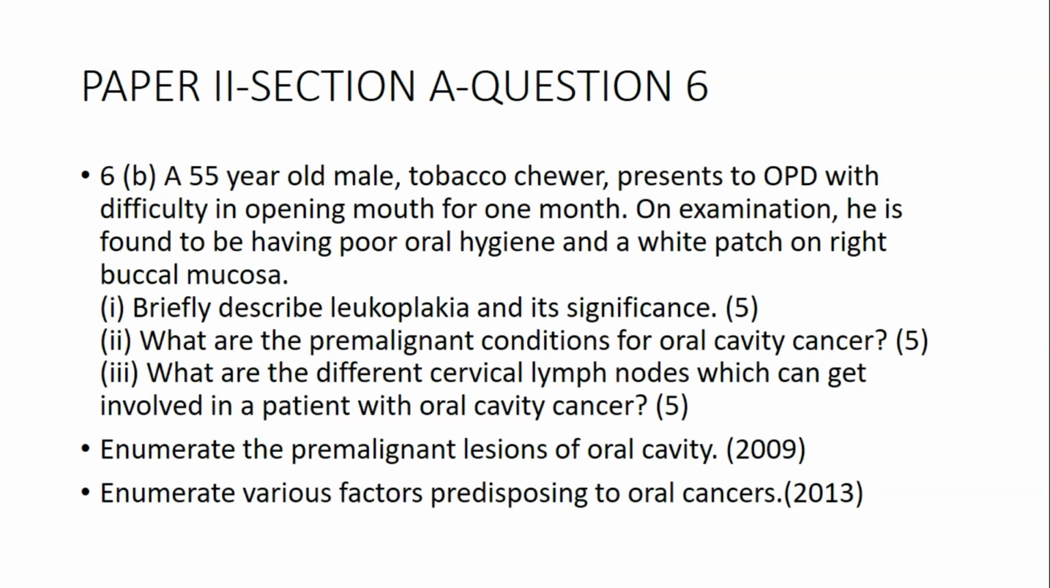Now paper 2 section A, question 6B. A 55-year-old male tobacco chewer presents to OPD with difficulty in opening mouth for 1 month. Tobacco chewer, difficulty in opening mouth, 55 years, risk of CA oris or CA tongue, right?